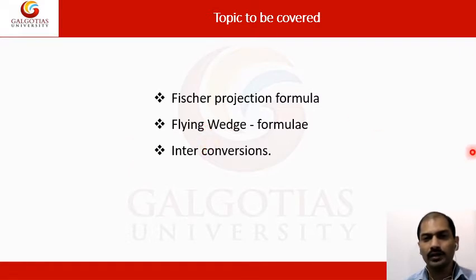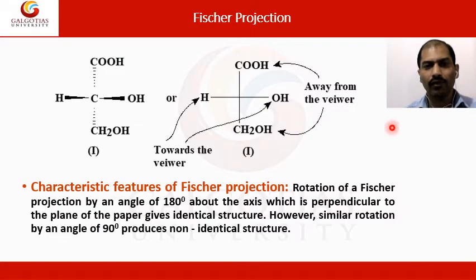In this topic we will start by seeing how the Fischer projection is depicted for a molecule. If you see these molecules, the groups are on a vertical line and a horizontal line. The horizontal ones are towards the viewer, meaning from your eye side if you look at the molecule, and the groups on the vertical line attached to this carbon are away from the viewer.